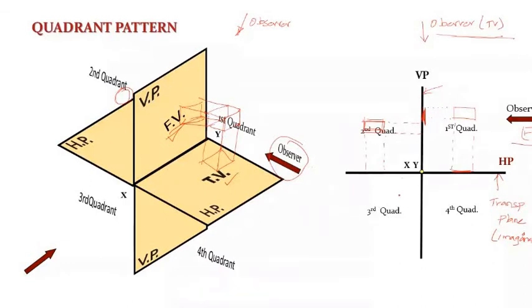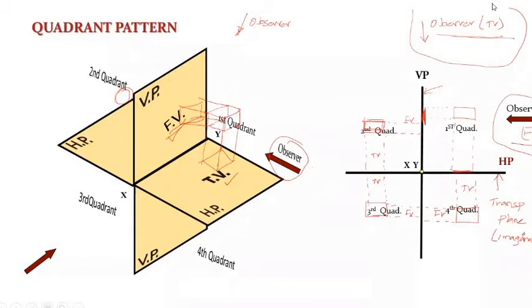Okay, so if the object is placed in the third quadrant, you will get the top view like this, and the front view here. When it is in the fourth quadrant, you will get something like this. So this will be my top view, and this will be my front view. Okay, so this is how the views will be obtained. But irrespective of the quadrant, I'm repeating again, the position of the observer will not be changed. He will be standing in the same position.